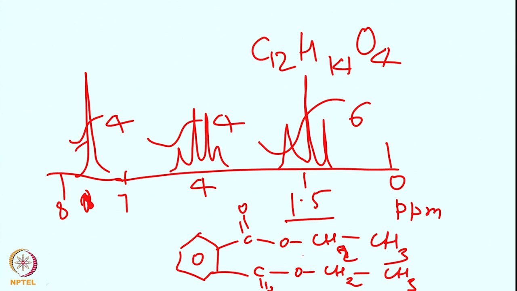And then you can also explain this splitting, because each of these equivalent protons splits this into 4, and this CH2 will split CH3 into 3. So the 6 protons will be split into a triplet. Now these 4 protons will be split into a quartet, and this will be mostly a singlet, because there is no splitting here. So these are some of the examples, the rest of the examples you can do in the tutorials.